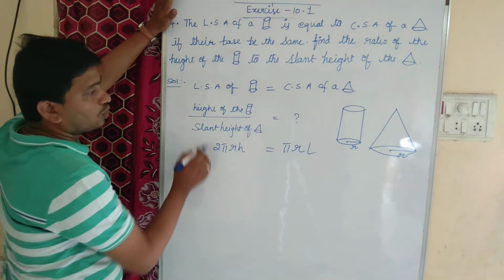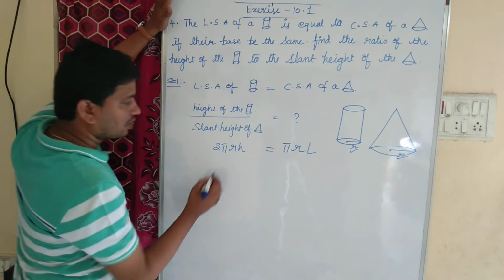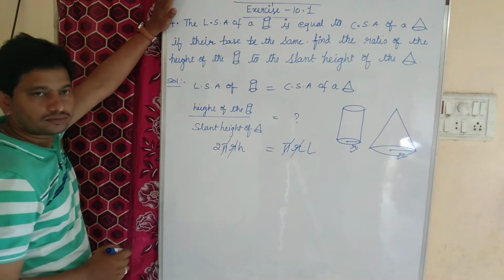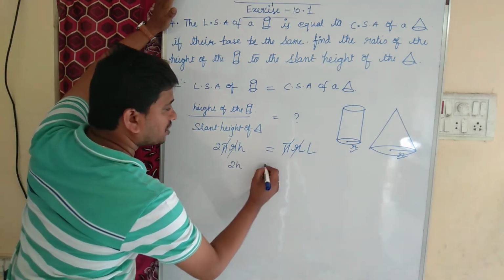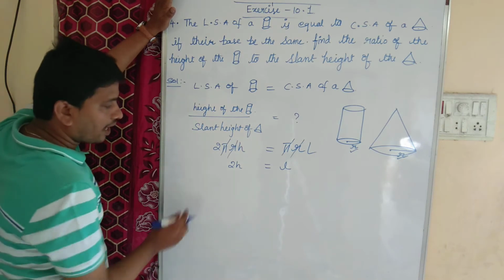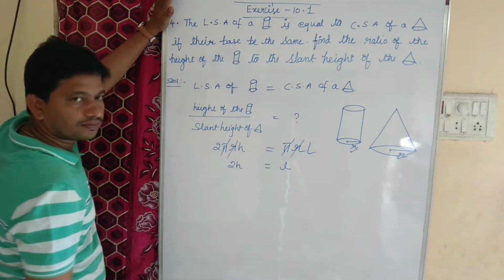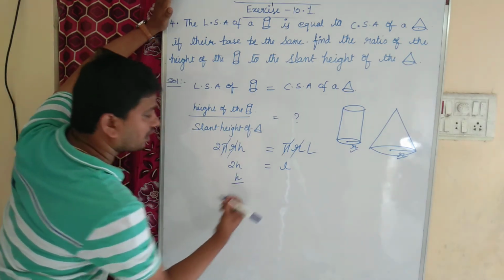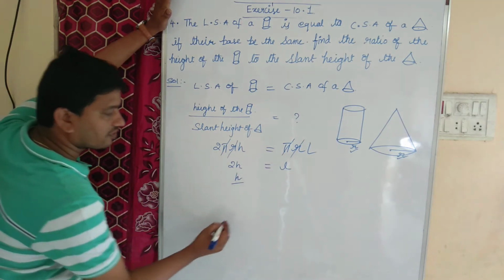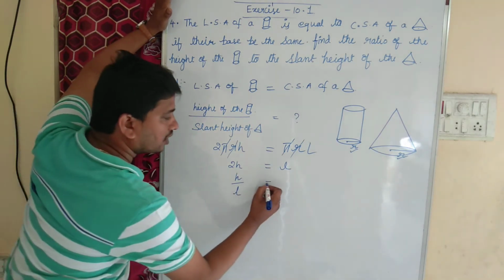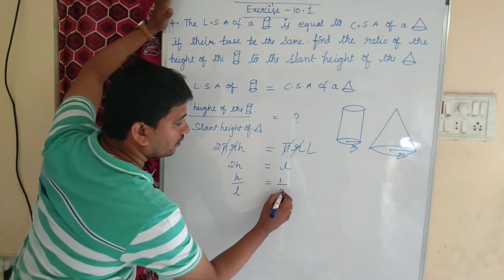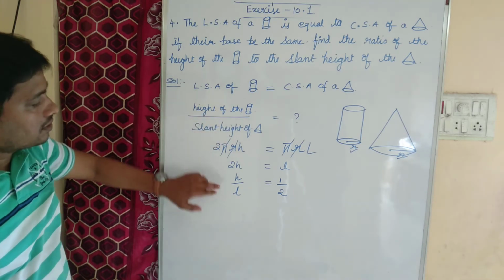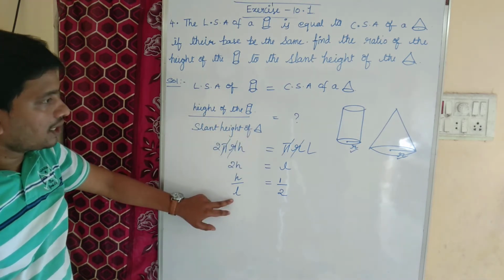Yes, and they said the base radius is the same. The radius is the same, so I can cancel r. Also I can cancel pi. So we got 2h equal to L. As 2 is multiplying, if you transpose, it becomes the denominator. So h is there, and you transpose L to the left-hand side, it will become the denominator: h by L equal to 1 by 2. So that only they are asking.